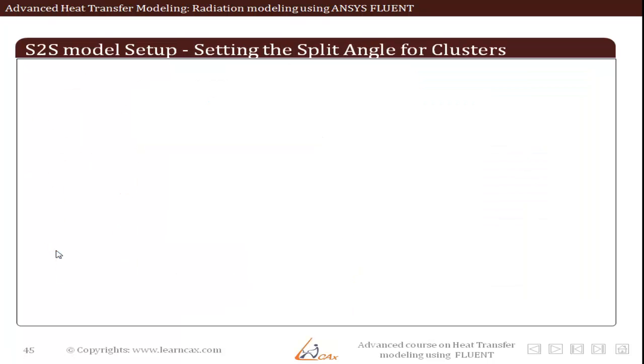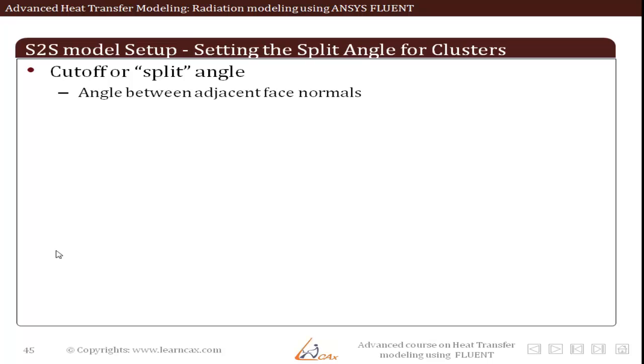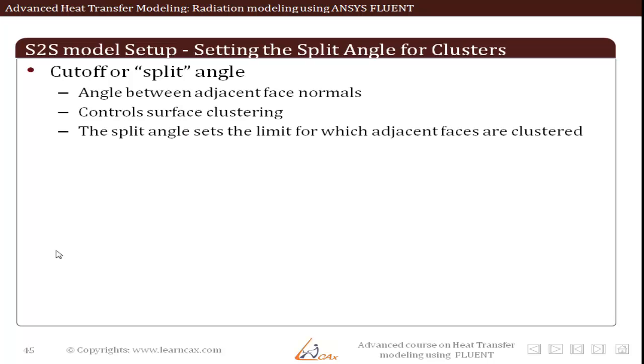Whether we set the FPSC value manually or automatically, we have the option of modifying the cutoff or split angle between adjacent face normals for the purpose of controlling surface clustering. The split angle sets the limit for which adjacent faces are clustered. A smaller split angle allows for a better representation of the view factor. By default, no surface cluster will contain any face that has a face normal greater than 20 degrees.